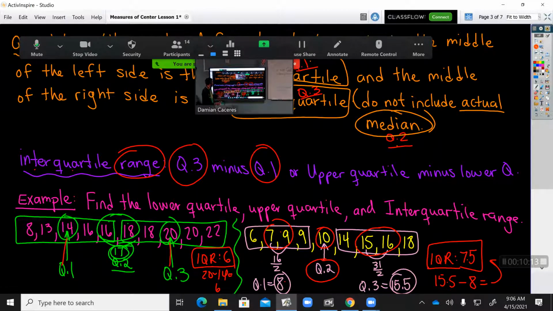Now let's compare what we did with that middle number, with that median. Over here, 10 is not included on the left side and is not included on the right side. Why? Because that is the actual median. So do not include the actual median when you find your quartiles.